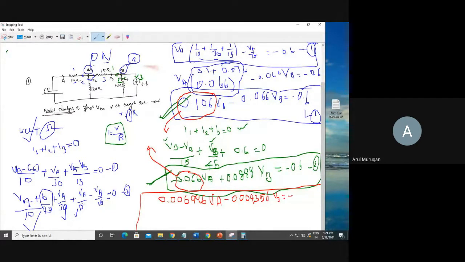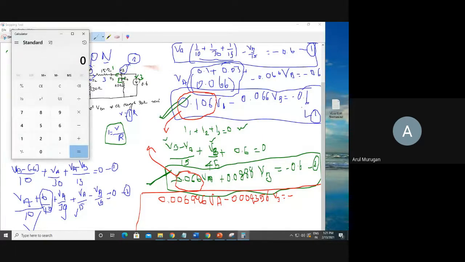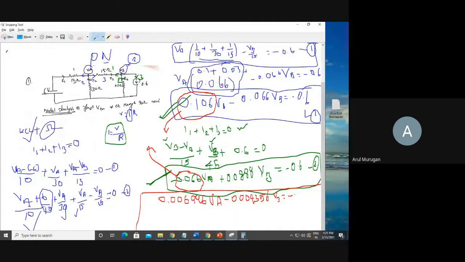Minus 0.6 is available. Then what do you multiply? 0.066, because commonly I want to multiply 0.066. Multiply with 0.6. The answer is 0.0396. So the first equation I have multiplied and completed.